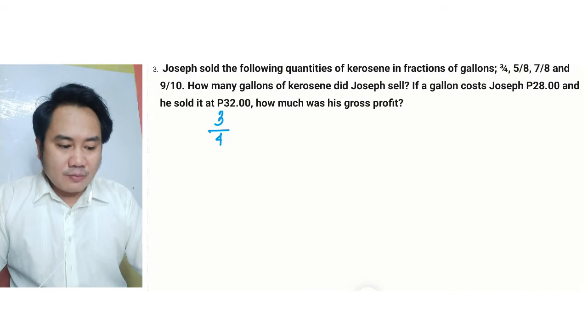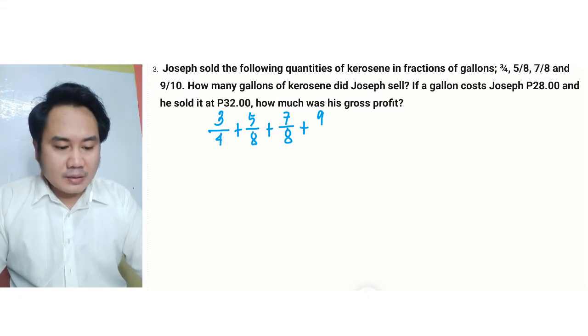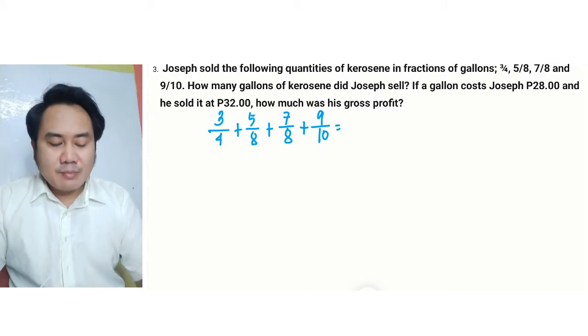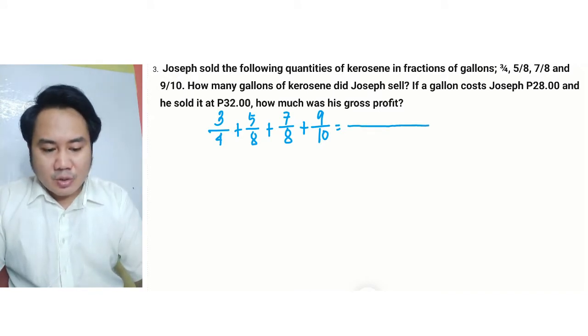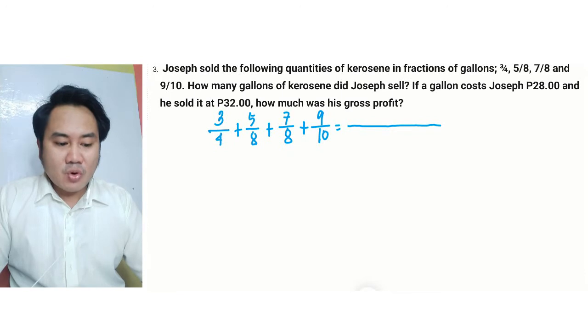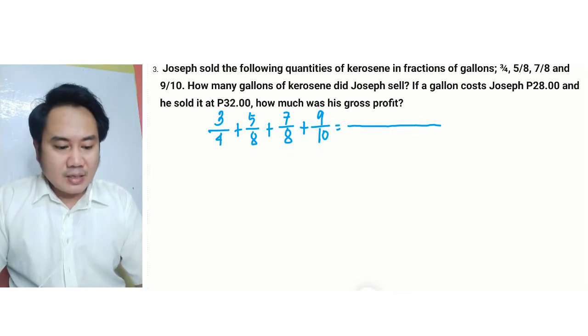We're going to add 3/4, 5/8, 7/8, and 9/10. Adding the similar fractions, we are going to determine the LCD of 4, 8, and 10, and that is 40.